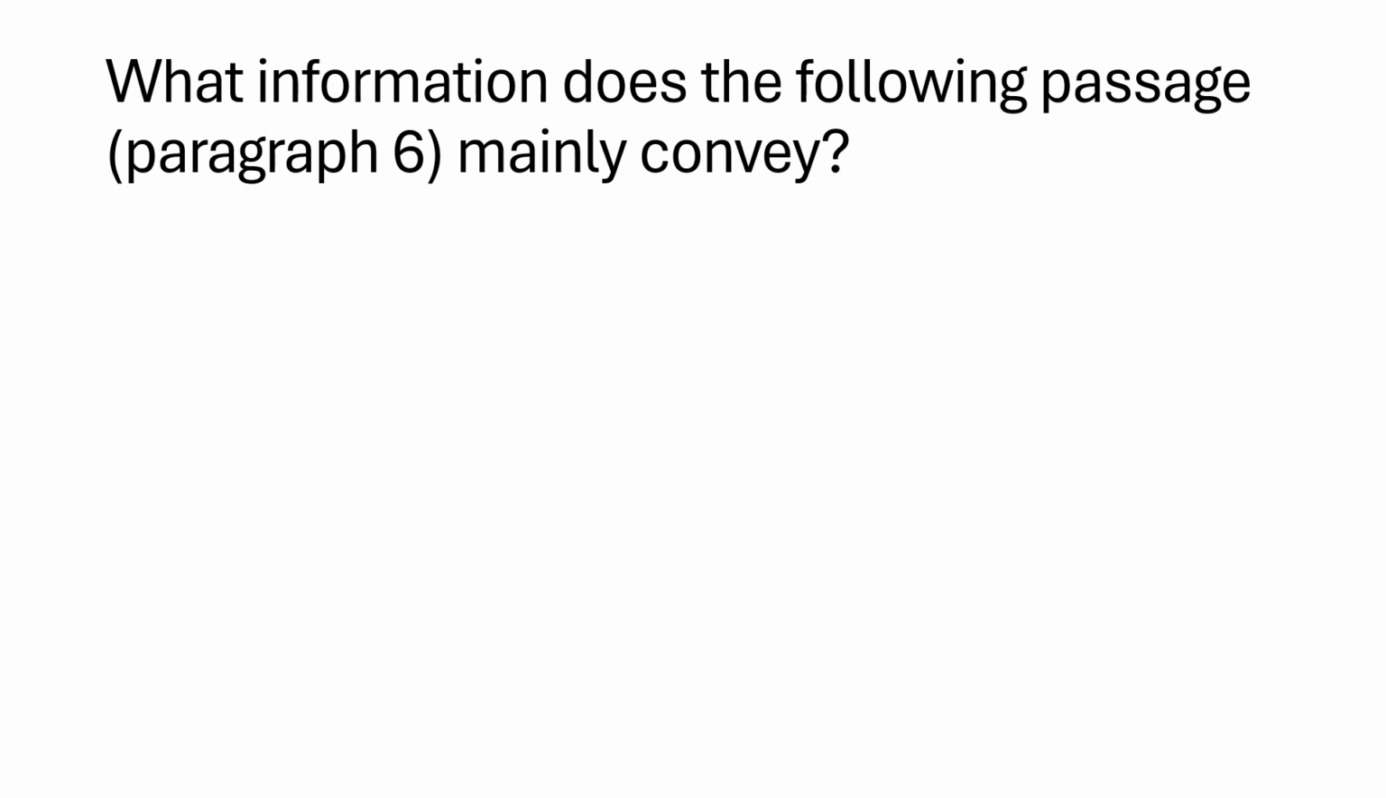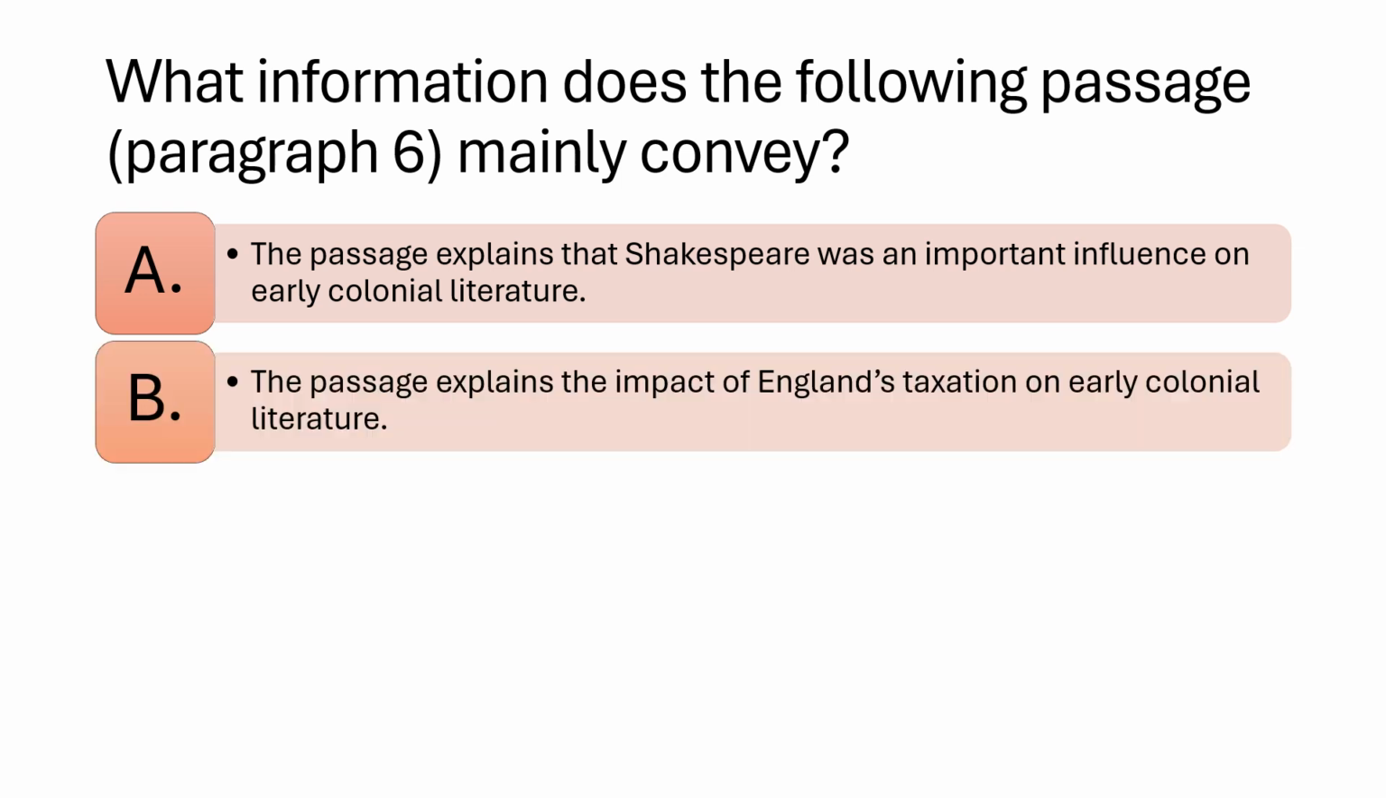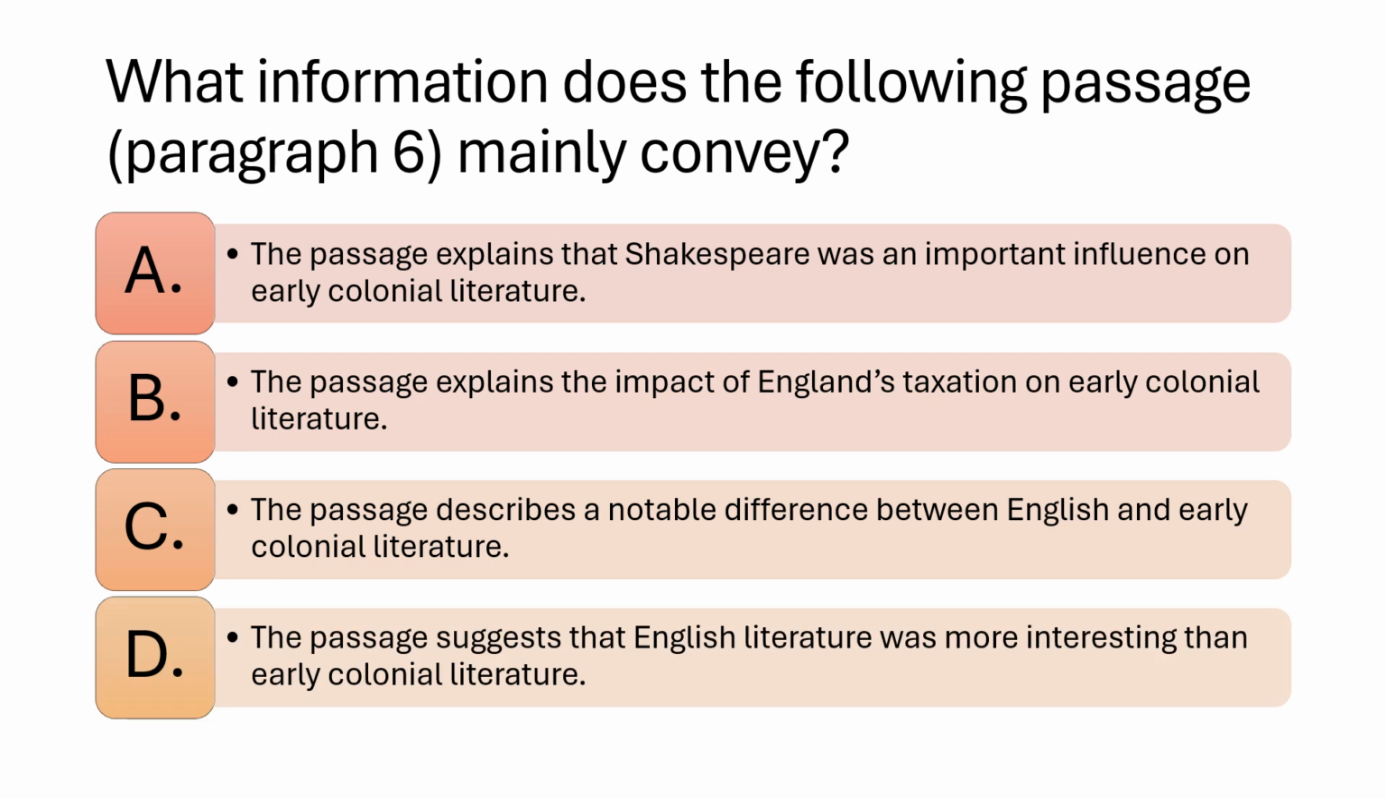What information does the following passage, paragraph 6, mainly convey? A. The passage explains that Shakespeare was an important influence on early colonial literature. B. The passage explains the impact of England's taxation on early colonial literature. C. The passage describes a notable difference between English and early colonial literature. D. The passage suggests that English literature was more interesting than early colonial literature.